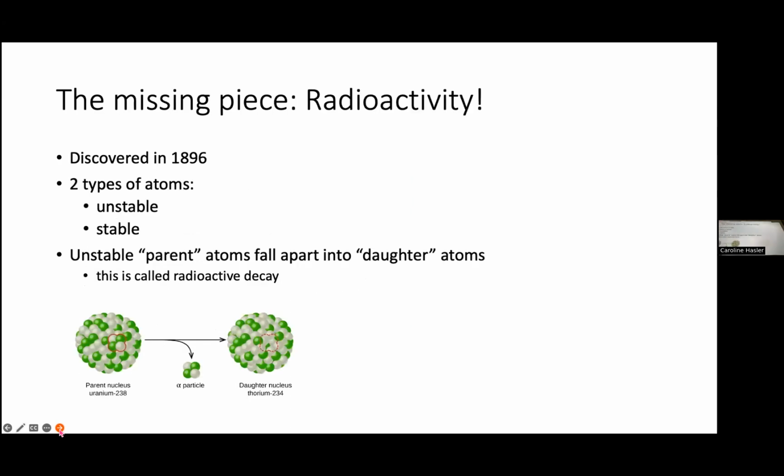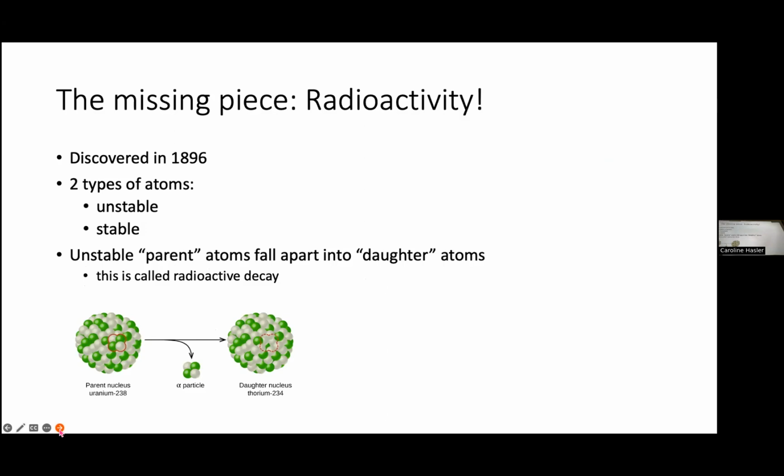The answer to this question, the missing piece, is radioactivity. Radioactivity was discovered in 1896, and it tells us that there are two main types of atoms. There are stable atoms that will form, and then they'll basically just sit around for a really long time. They might chemically react with other substances, but on their own, they're not just going to change their nature. They're not going to change their elemental type or their nuclear structure.